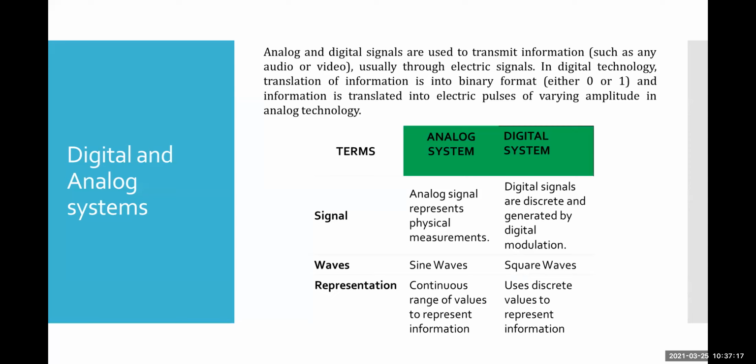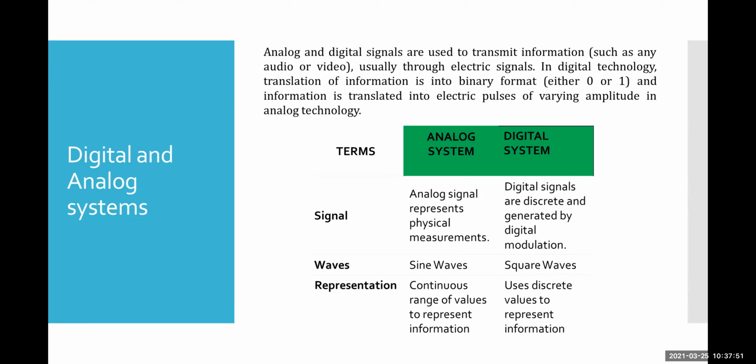So in digital technology, the translation of information is into binary. In a digital system, generally we are using only two digits, that is 0 and 1. Generally I speak of 0 as a low signal and 1 as a high signal. Sometimes you can also call 0 the off state and 1 the on state. The information is translated into electrical pulses of varying amplitude in analog technology. So ultimately you are able to convert analog signal to digital and digital into analog. So let me move forward with the terminology.